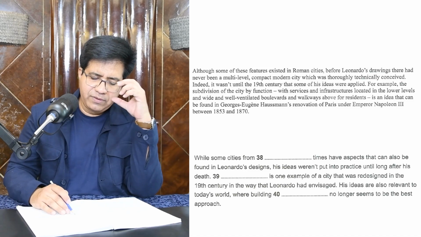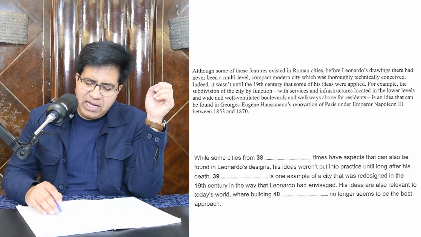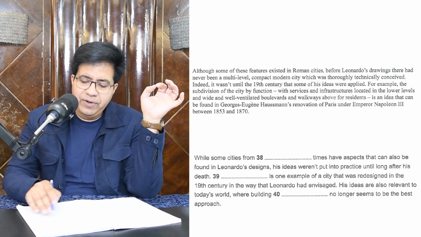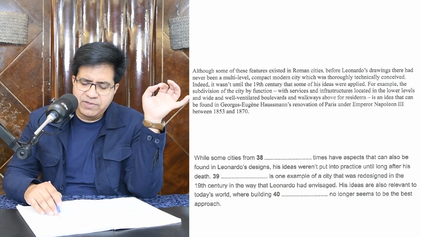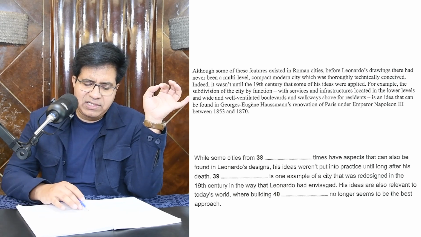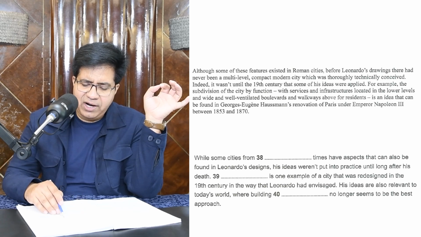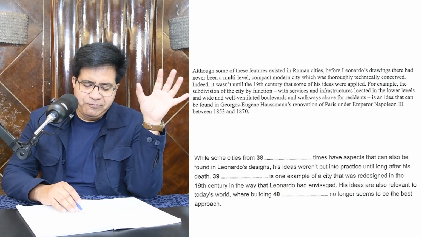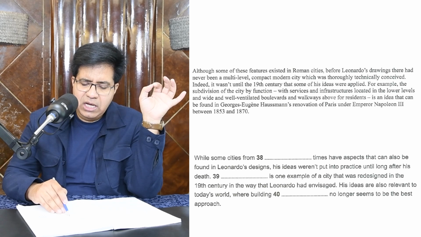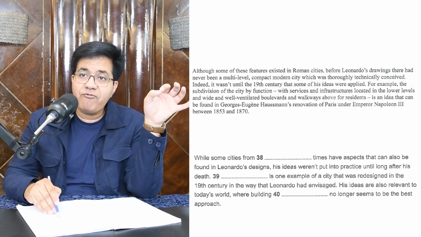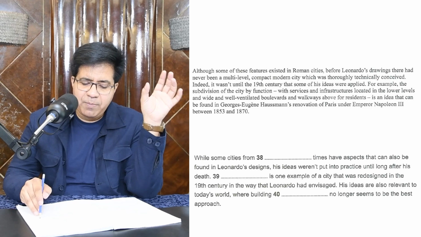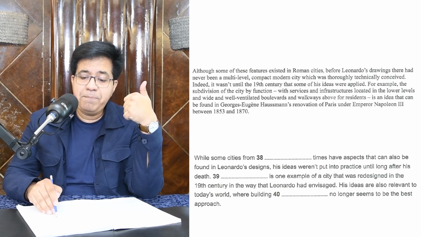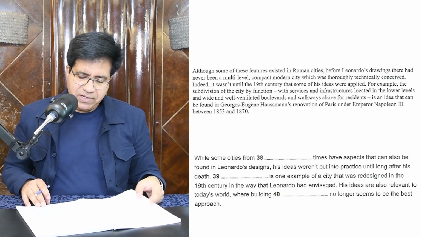Second last paragraph, and I'm going to read it from the fourth line. For example, the subdivision of the city by function with services and infrastructure located in the lower levels and wide and well-ventilated boulevards and walkways above for residents is an ideal that can be found in Georges-Eugène Haussmann's renovation of Paris under Emperor Napoleon III between 1853 and 1870. So the city of Paris. Right answer is Paris.